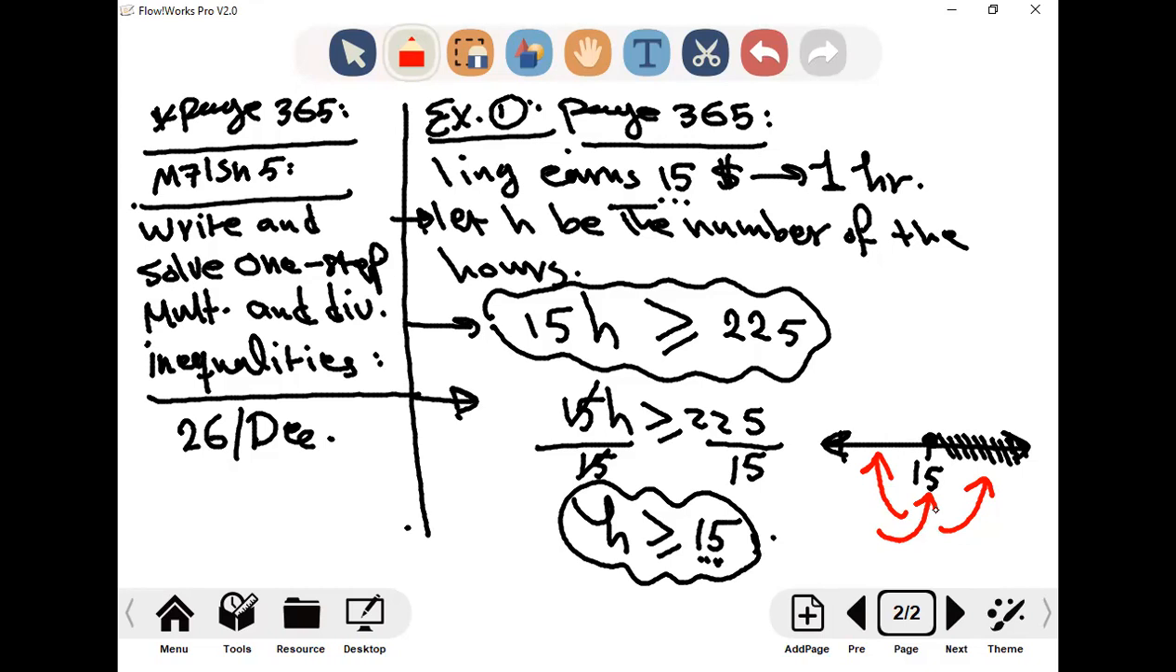Done? It is solved. If you want to write it, okay.